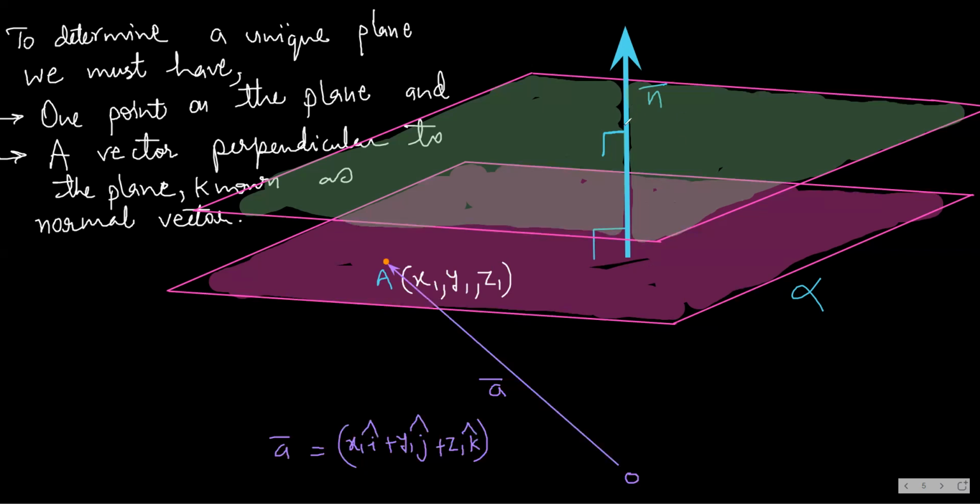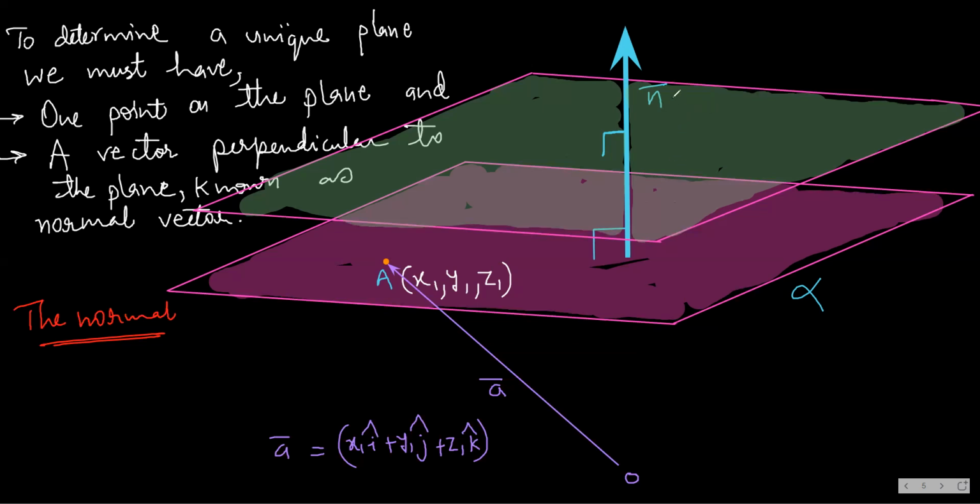Now, the another thing that we need is a vector perpendicular to the plane, known as the normal vector, or simply the normal. What is the meaning of the normal? The normal means a vector which is perpendicular to the plane. Now remember students, how we will be given a normal vector to the plane. They can give us directly the vector.